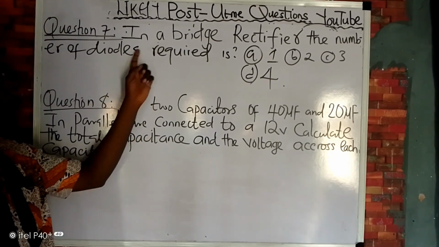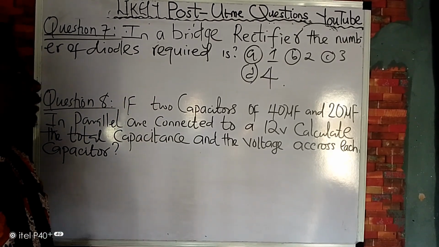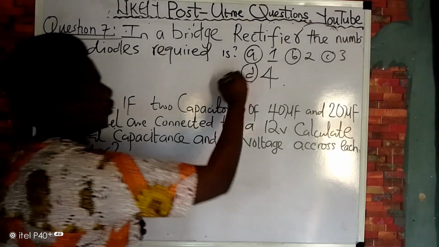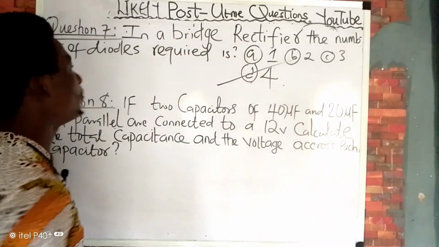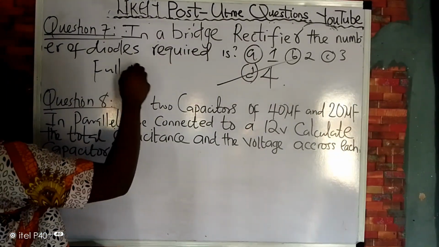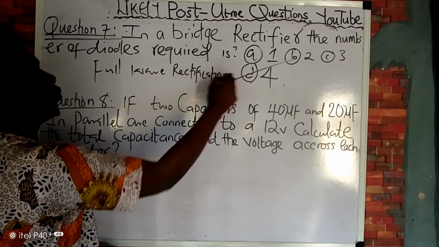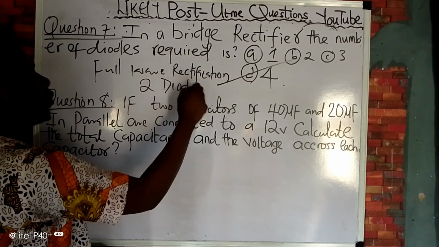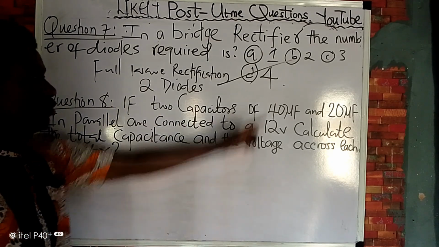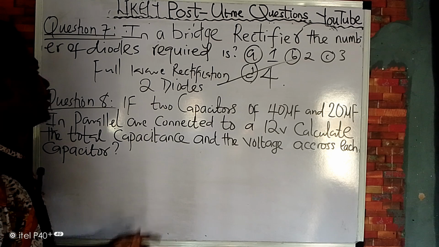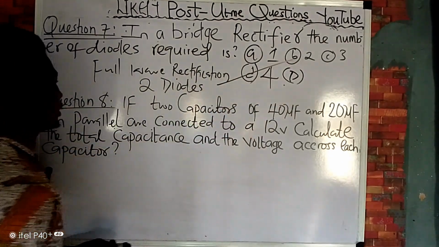Question number 7. In a bridge rectifier, the number of diodes required is 4 for a bridge rectifier. Okay, so note it down, it must be noted. But for a full wave rectification, we need 2 diodes. So if the question had said that for a full wave rectification, the number of diodes required should have been 2. But in a bridge rectifier, the number of diodes required is what? 4. So the answer is what? Is D. Now let's take the next question.